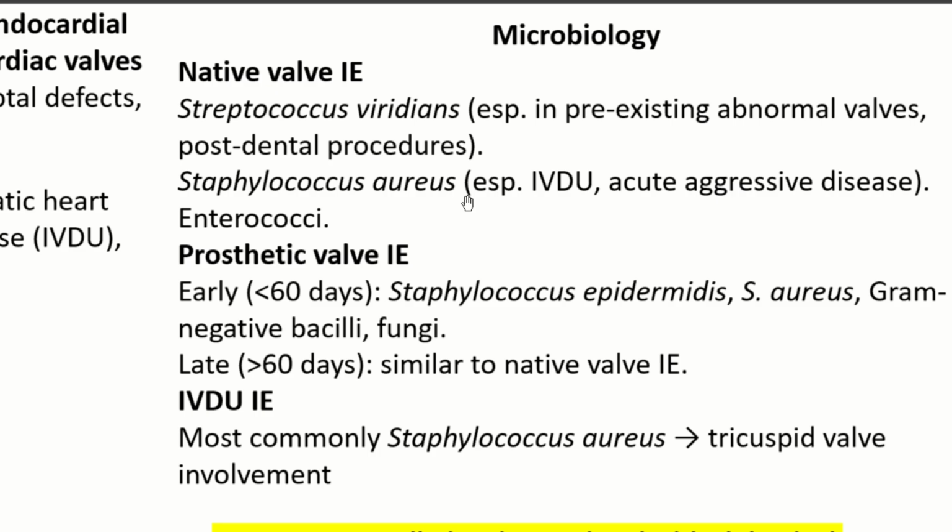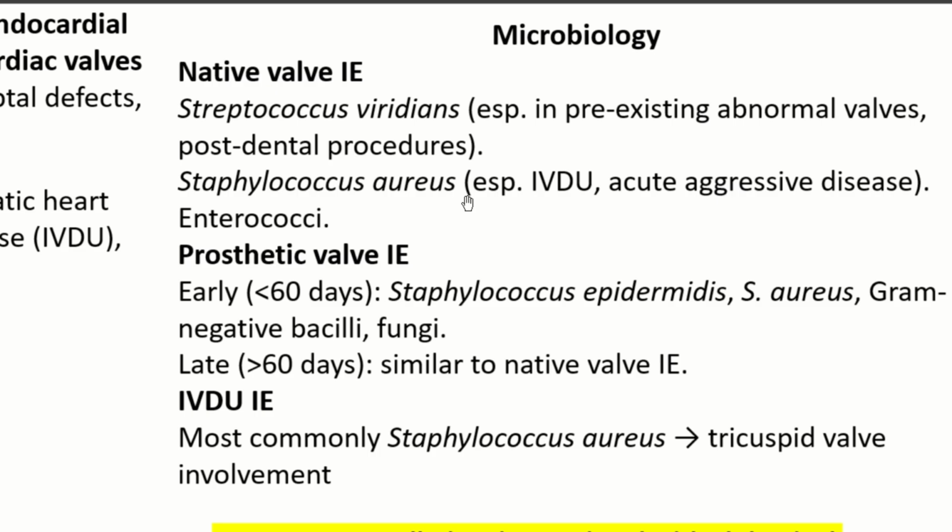When we have a prosthetic valve, the most common organism is Staphylococcus epidermidis, mostly in the first 60 days. And then Staph aureus and some gram-negative bacilli, as well as fungi. But afterwards, when it goes beyond 60 days, I think the organisms that cause infective endocarditis are going to be similar to the ones that cause infective endocarditis in the native valves.